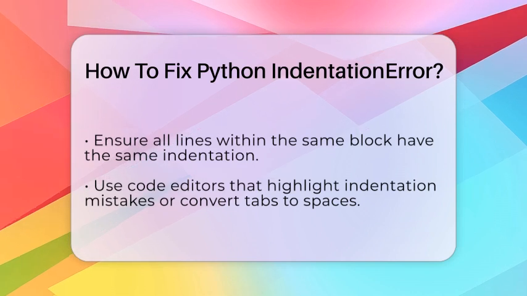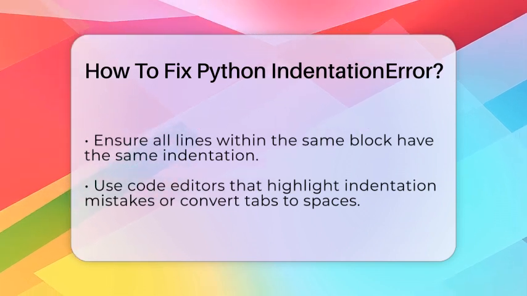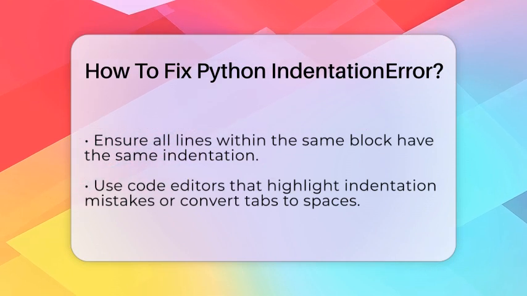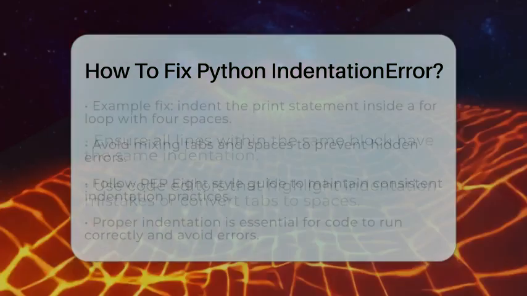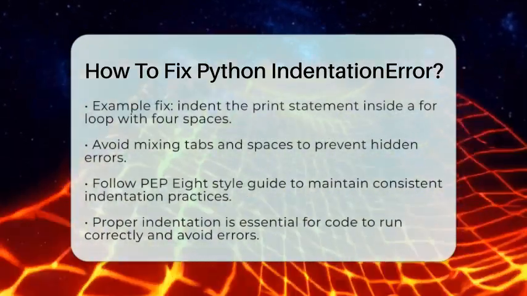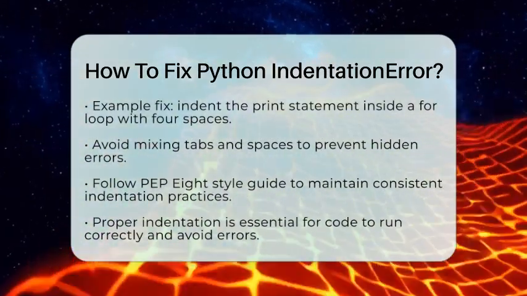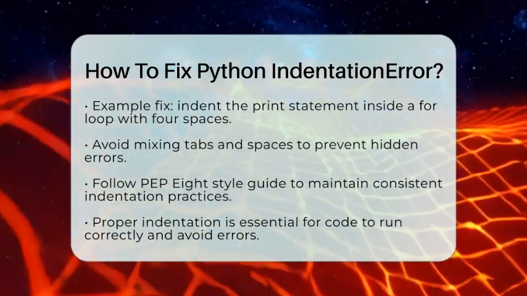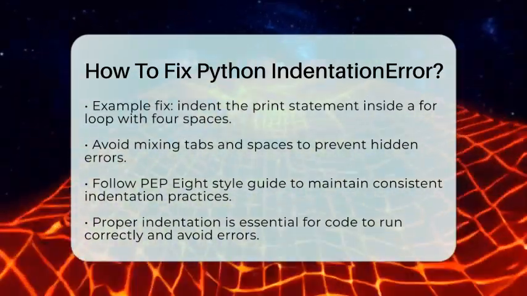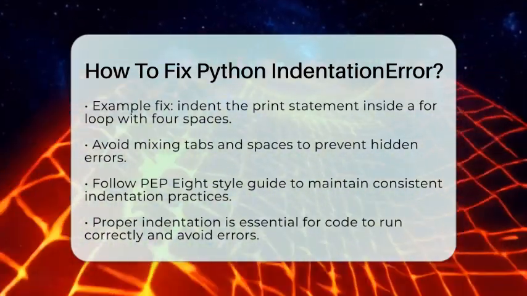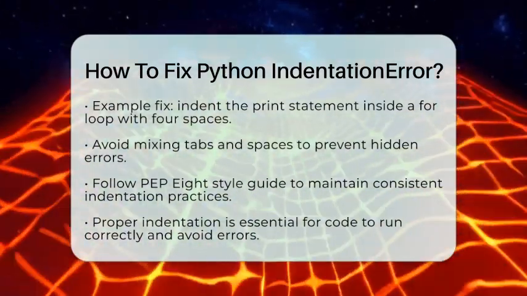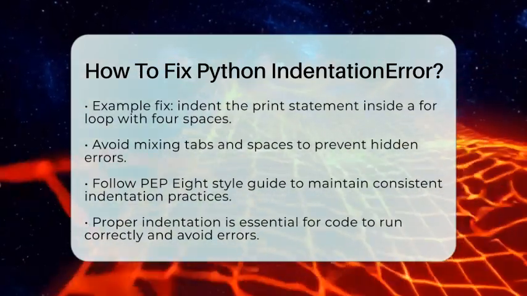Avoid mixing tabs and spaces because it can cause errors even if the code looks aligned. Most editors have settings to insert spaces when you press the tab key. This keeps your code consistent and easy to read. Following the style guide called PEP 8 helps too. It recommends using four spaces per indentation level. When you stick to this rule, your code becomes cleaner and less prone to indentation errors.